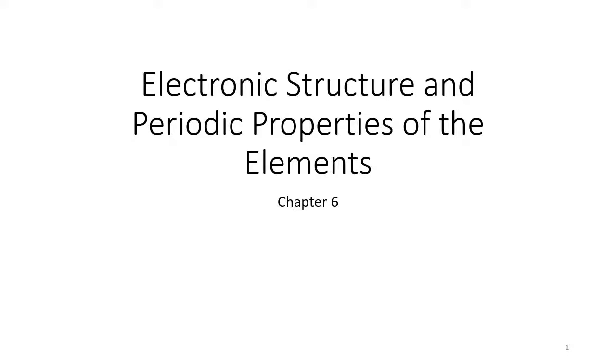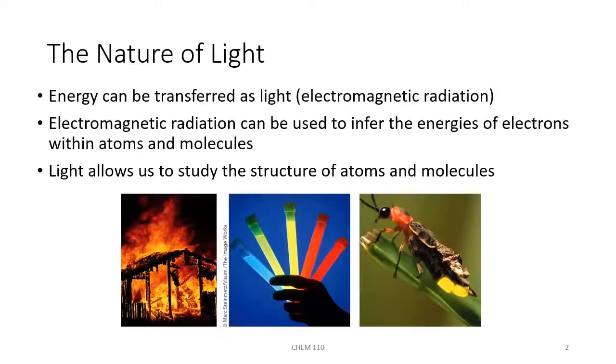In this chapter, we're going to continue talking about energy. Only now we're going to discuss energy in terms of electromagnetic radiation. In other words, light. We're going to learn about how light can interact with different atoms and molecules, and how that interaction led to the discovery of the electronic structure.